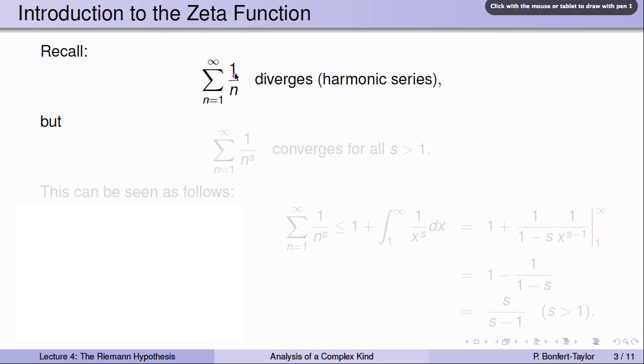So, in order to introduce the Riemann zeta function, recall that the harmonic series, which is the sum of all 1 over n's, diverges. But if you raise this n in the denominator to a power just slightly bigger than 1, then all of a sudden that series converges.